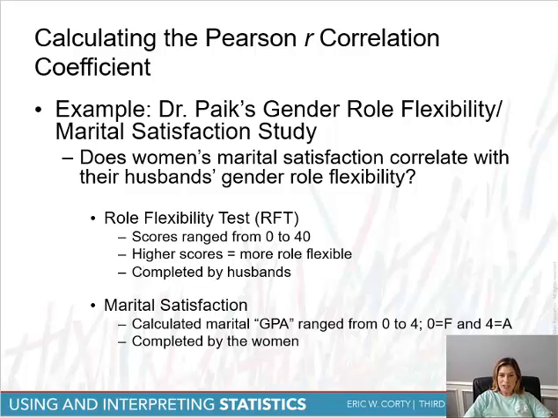So the research question that Dr. Pake had was, do women have more marital satisfaction if their husbands tend to be more flexible in their gender role?